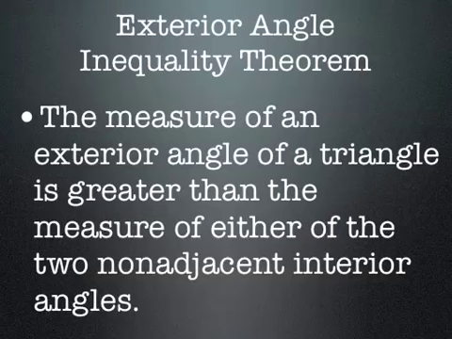The exterior angle inequality theorem says that the measure of an exterior angle of a triangle is greater than the measure of either of the two non-adjacent interior angles.